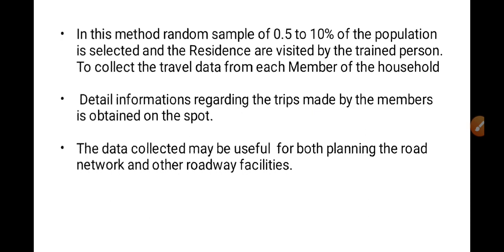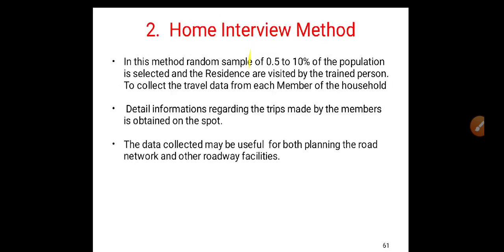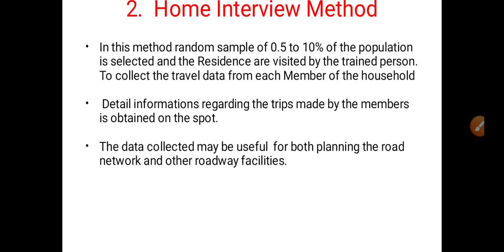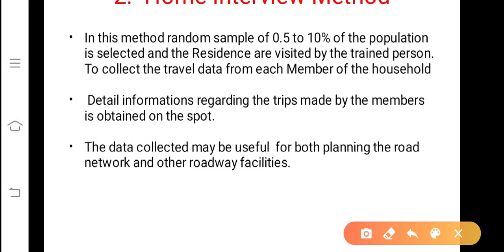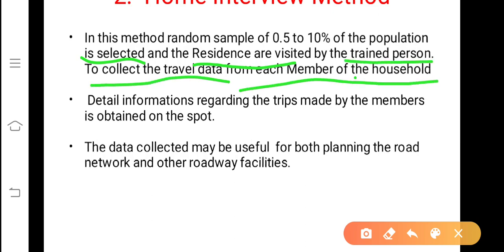Certain things we have to compromise during the study. In this method, the home interview method, a random sample of 0.5 to 10% is taken. Because of such a heavy population in our country, it may not be possible to take a high percentage. 0.5 to 10% of the population is selected and the residents are visited by a trained person to collect the travel data from each member of the household.